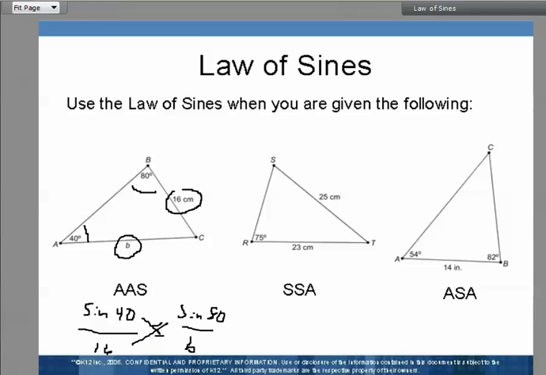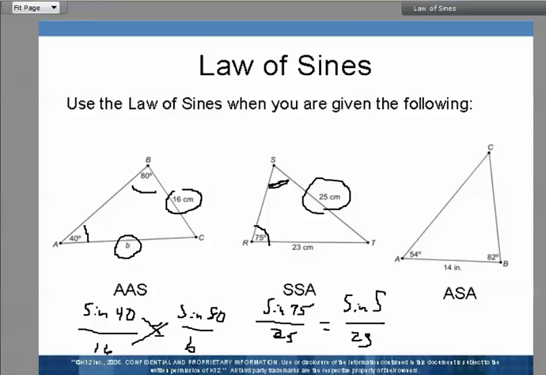Same thing over here. If I have 75 here and 25 here, I can say the sine of 75 divided by 25 will be equal to, well, we don't know what this one up here is, this S, so we can say the sine of S divided by 23. Cross multiply, divide, and you're going to have sine of S is equal to some value. And that's where you use the sine inverse of whatever value you get.